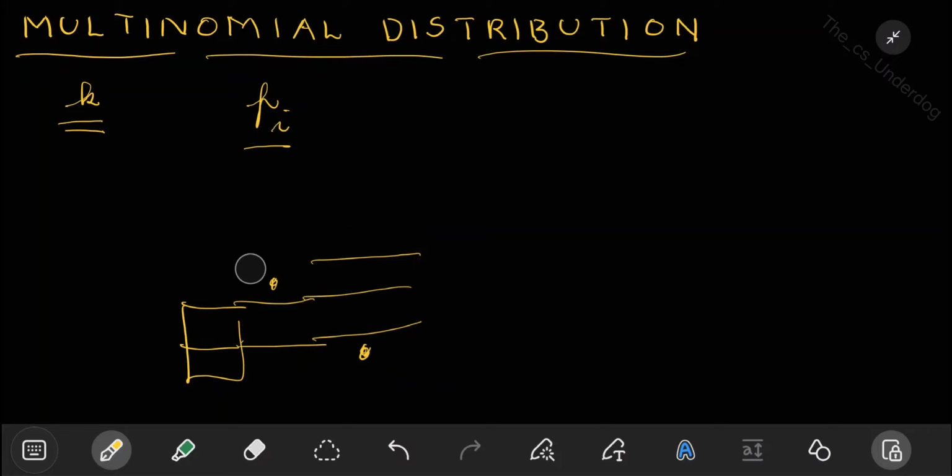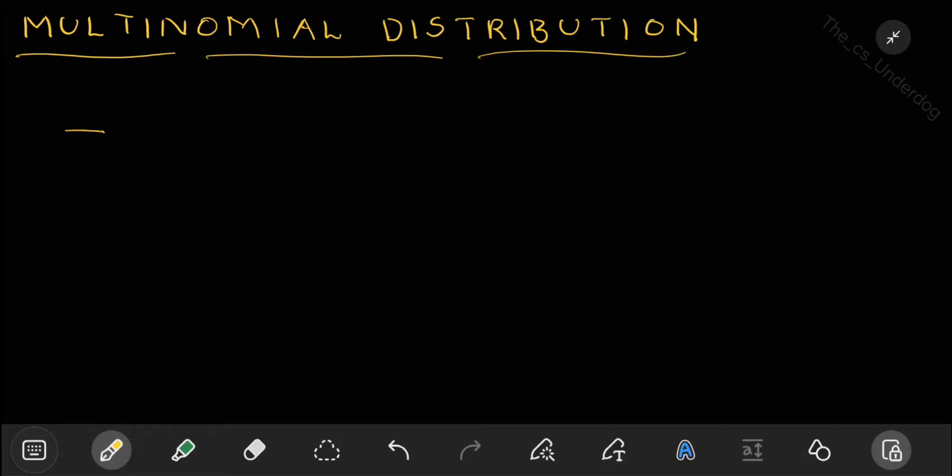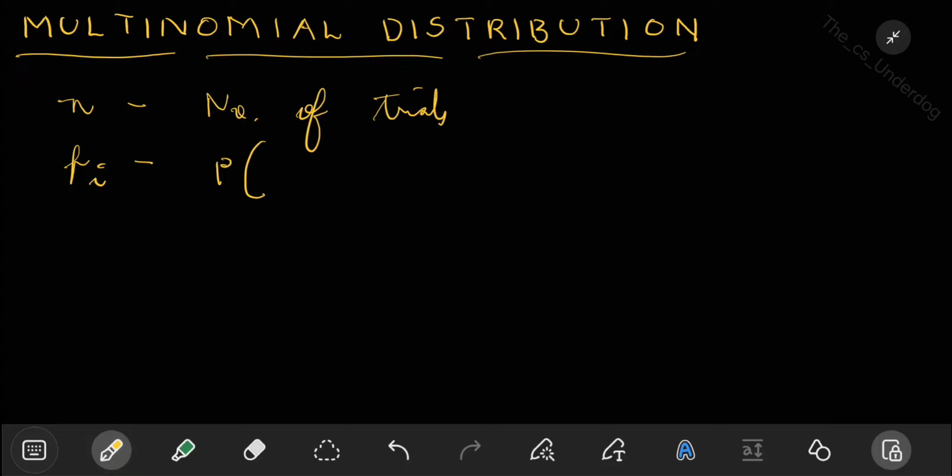So let us first define the parameters. What are the parameters here? First parameter is n, which is the number of trials, right? Number of trials. This is your first parameter. Second parameter is pi. What is pi? It is the probability of outcome in each trial. That is, the probability of outcome in each trial. Let us say in the ith trial, what is the probability of outcome?